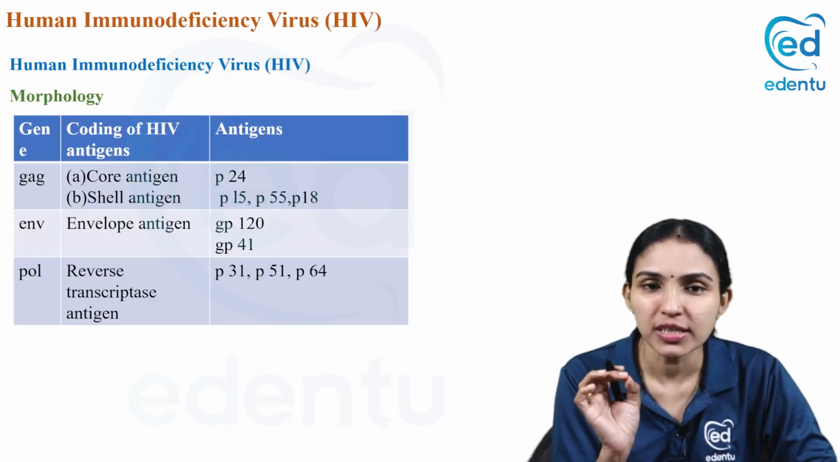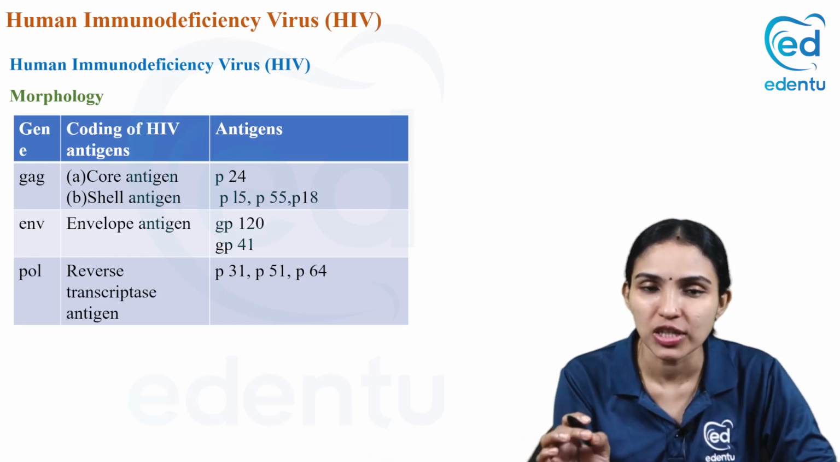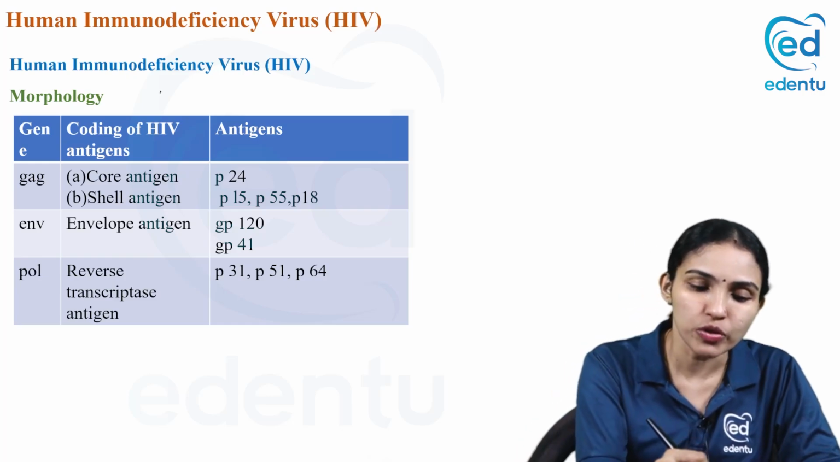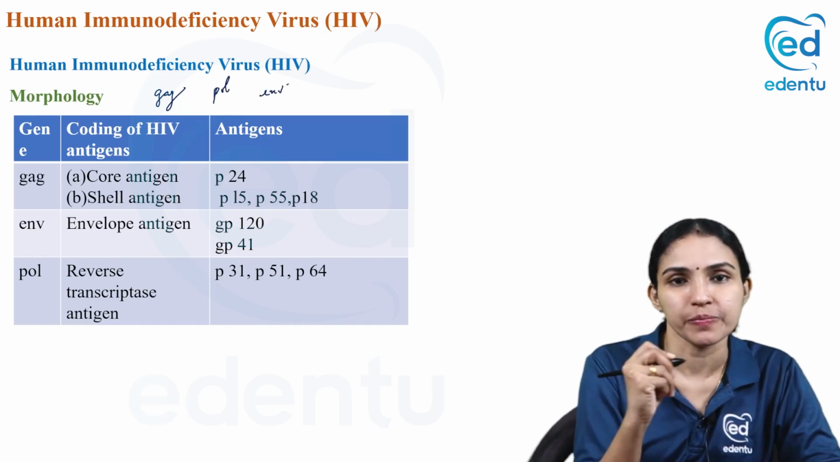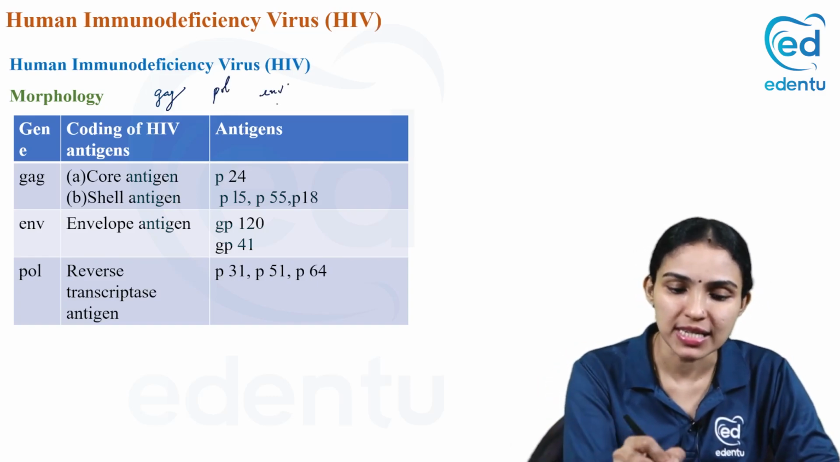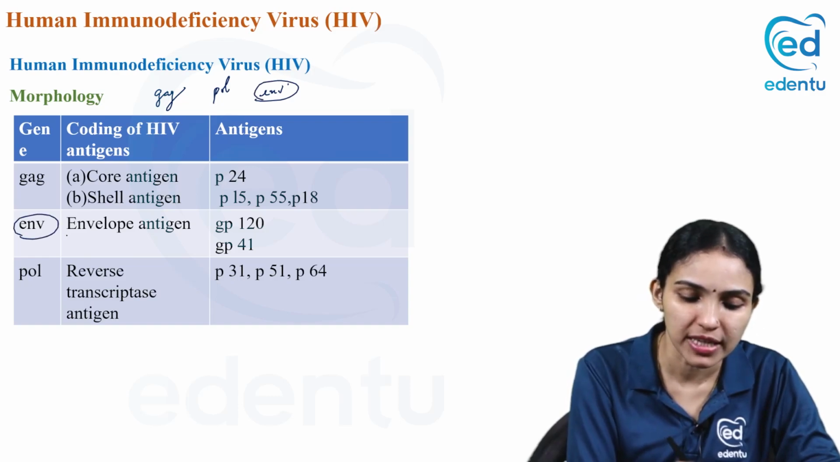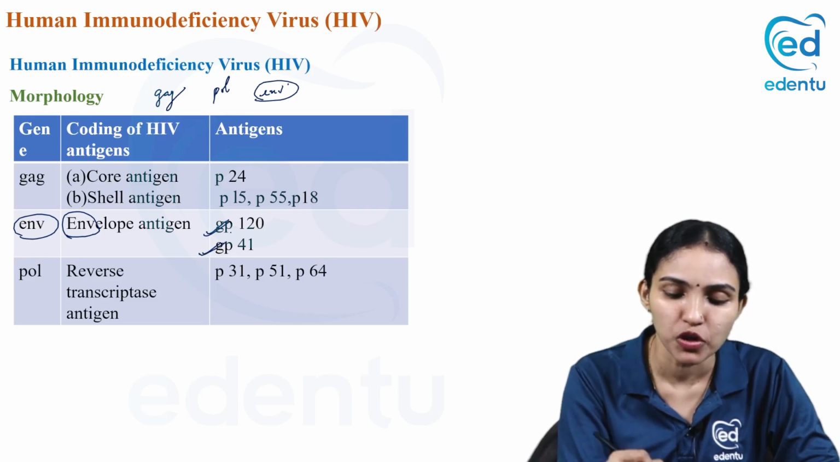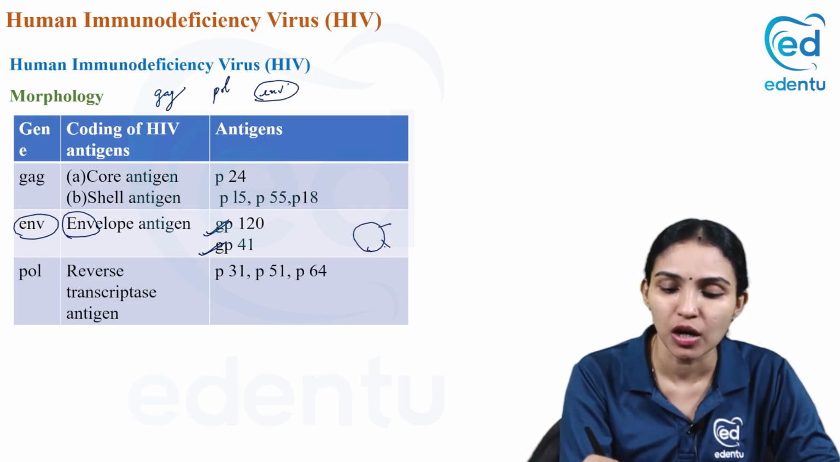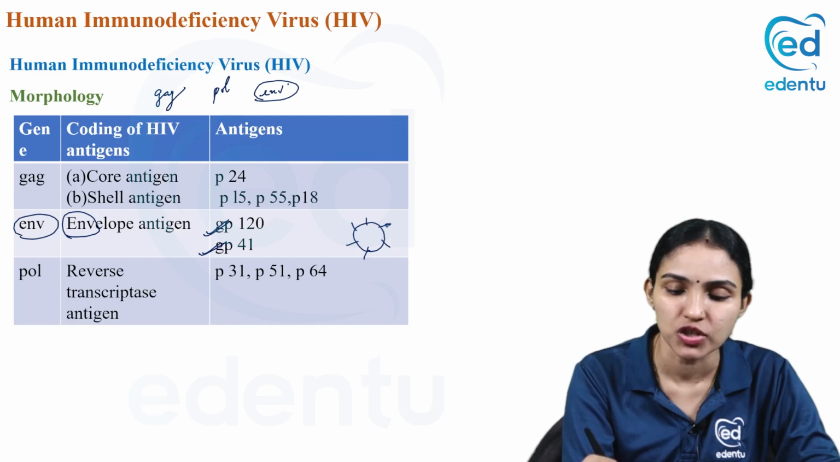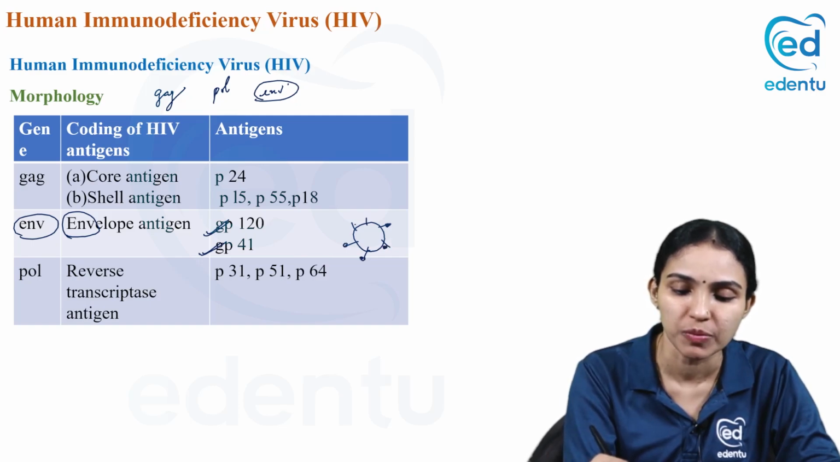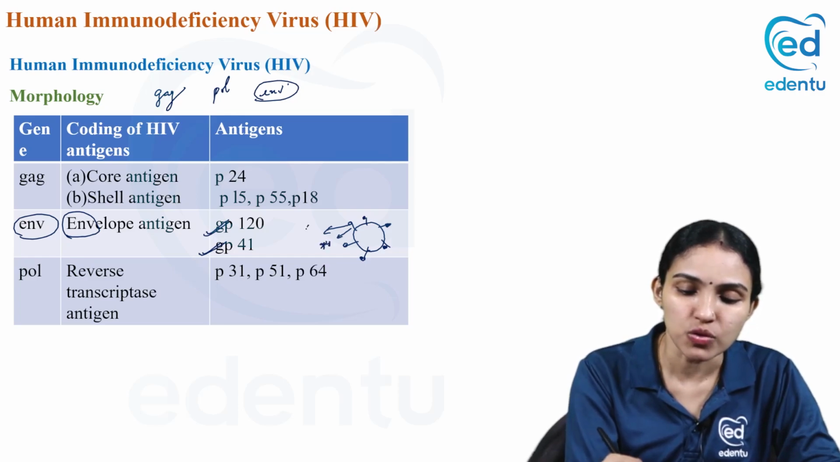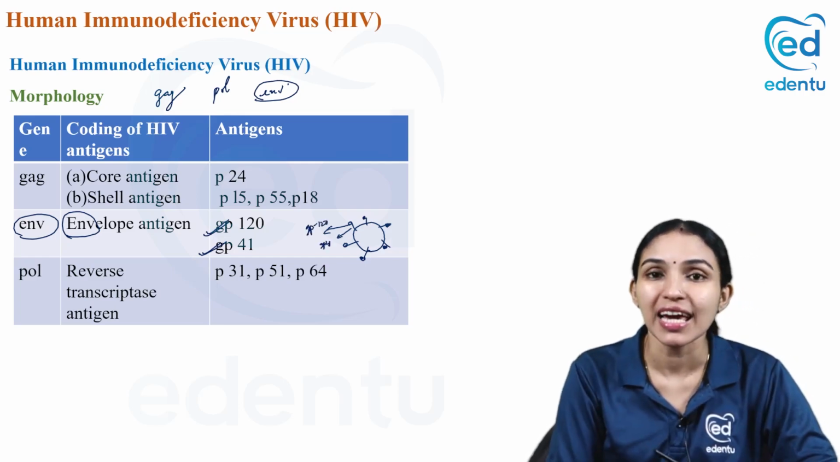You should know what genes code for these antigens. HIV has three major genes. They are the GAG, the POL, and the ENV gene. How you can remember it easily: ENV is for envelope. What are the envelope antigens? It is GP120 and GP41. That is the antigen which is coming out from the HIV envelope. The antigens protruding outside are GP120 and GP41. So this is GP120 and this one is GP41, right? This is coded by the envelope gene, ENV gene.